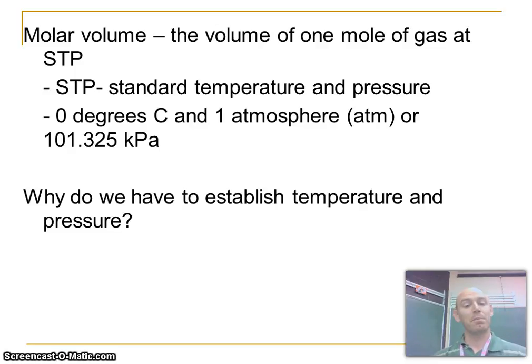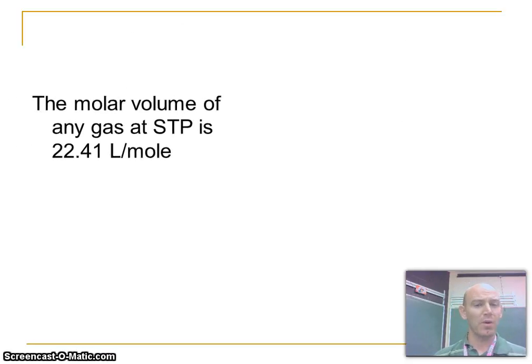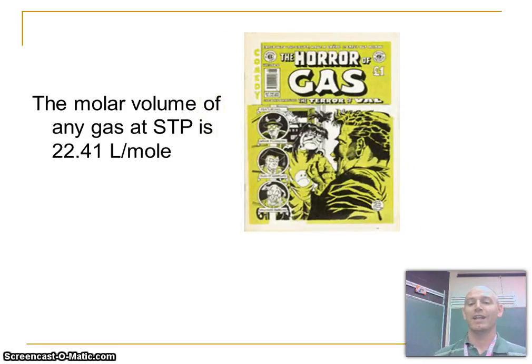And you can also compress gases fairly easily. So if you apply pressure, you can compress them down into very small containers, like little CO2 cartridges for paintball guns and things like that. So that's why we have to establish what STP is. The molar volume of any gas at STP is 22.41 liters per mole. And that is our next conversion factor.